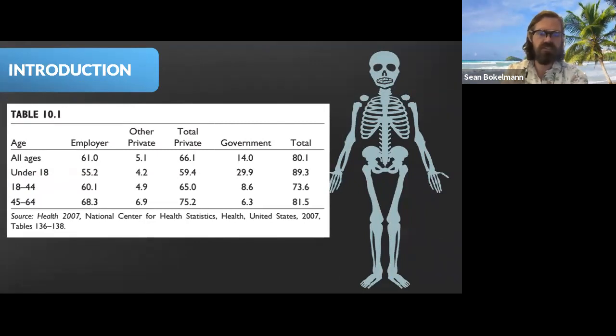All right, so here are some figures on the percentages of people insured via different types of insurance. We could look at all ages. 61% of all people get insurance through their employer. A very small fraction gets private insurance in some other way. The total private insurance is almost 2/3 of the entire population. 14% are on government insurance for a total of 80.1%. And then you can see the different breakdowns according to age.